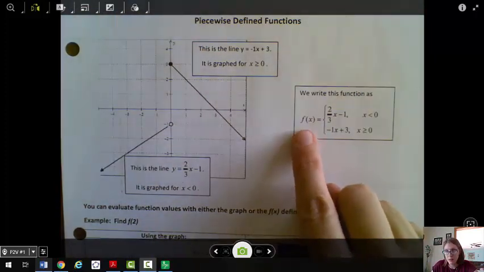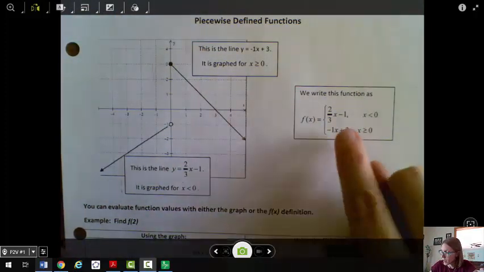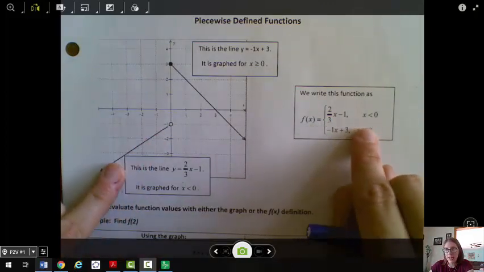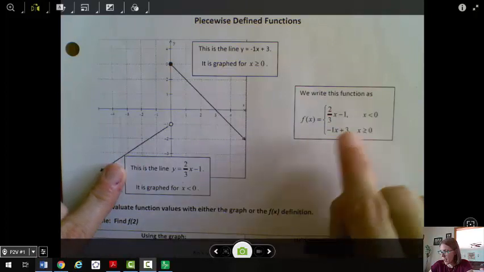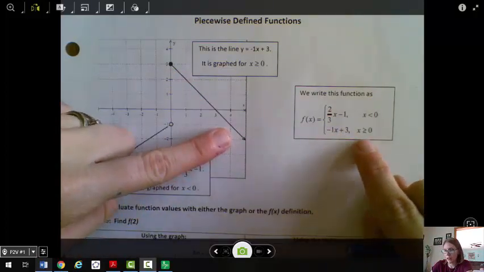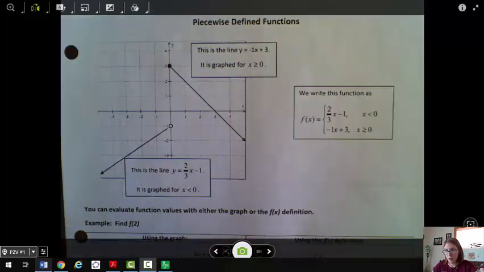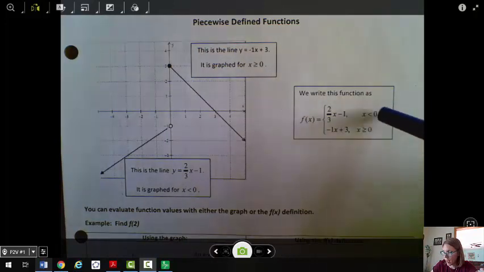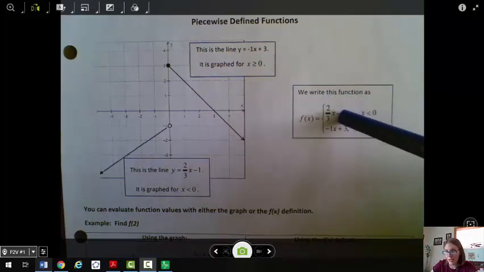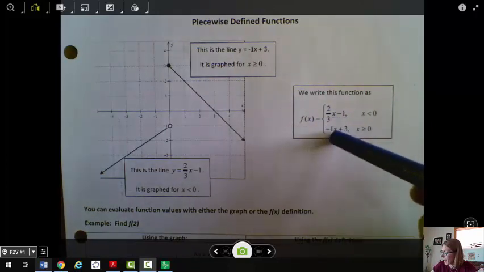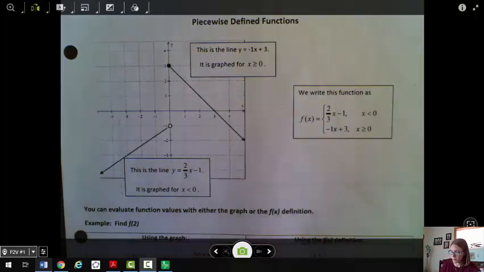F of x, our piecewise function, is 2/3 x minus 1, this line right here, when x is less than 0, and -1x plus 3 when x is greater than or equal to 0. Okay, so that's really how a piecewise function works. We're looking at this line when we have this x value, this line when we have this x value.